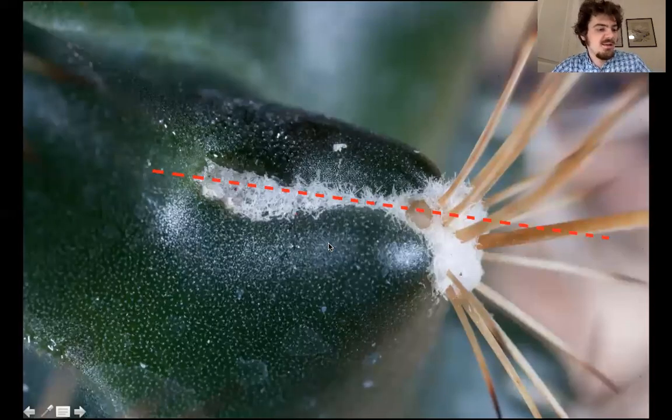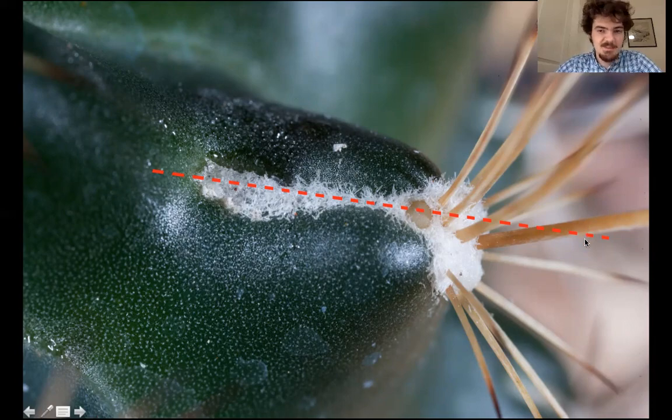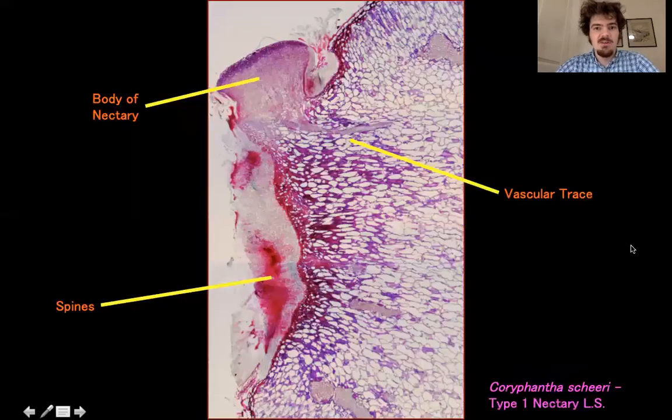Next, we'll look at a longitudinal section through the nectary in this plane. It looks like this. You can see here is the areole. This tissue right here is the tissue that makes up the spines. Before sectioning, the spines were cut off to make sectioning a little easier.